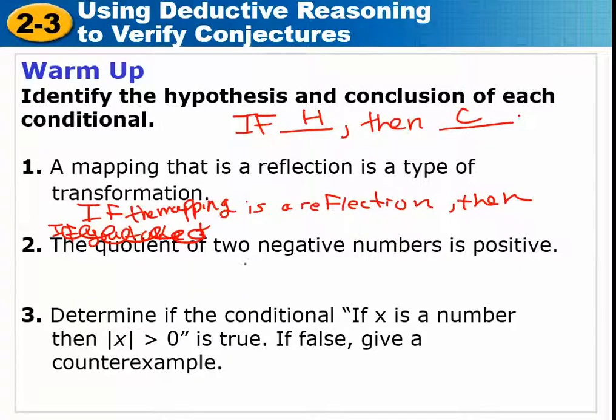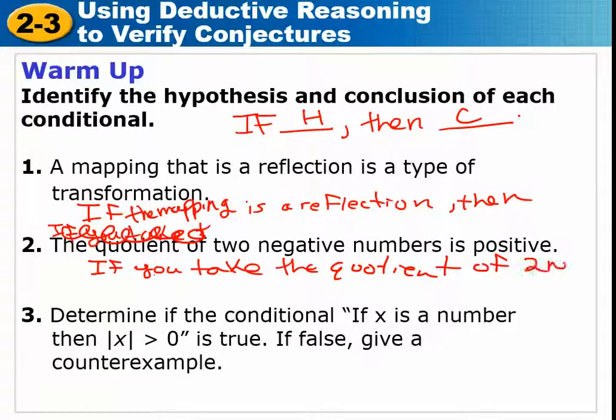The second one is also not in if-then form, so we need to rewrite it. But this one's a little easier to rewrite. You probably are just going to start with the beginning part and say, if you take the quotient of two negative numbers, then it will be positive, or something like that.